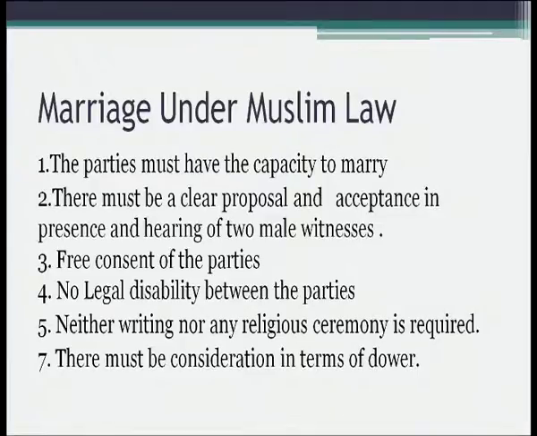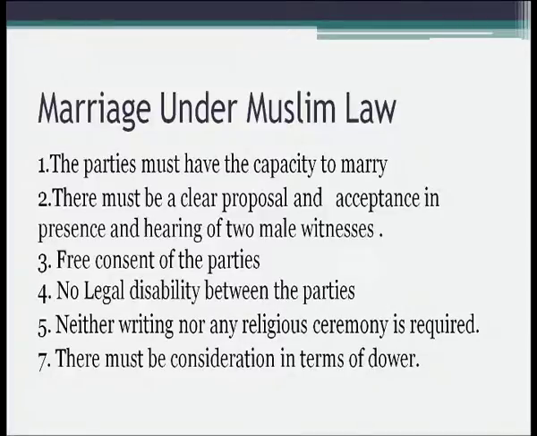Now, the next important category is the formalities. See friends, neither are writing formalities required, nor is any specific religious ceremony. The marriage is generally solemnized in the presence of a Qazi by the offer of one party, which is called ijab, and by the acceptance of the other party, which is called qubul. These are the formalities of a Muslim marriage.